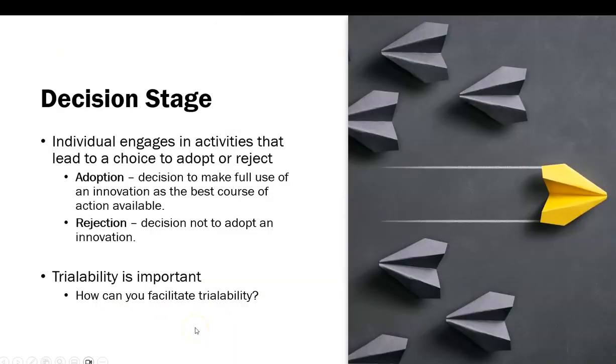So the next stage that I think we all get to is the decision stage. And we may get here very quickly. We may also take a long time to reach this stage. The individual in this stage is engaging in activities that lead to a choice to adopt or reject an innovation. So I have this figure that shows that maybe you're going to decide to keep moving forward with the innovation, and then maybe you're going to stay put or decide to go the other way.